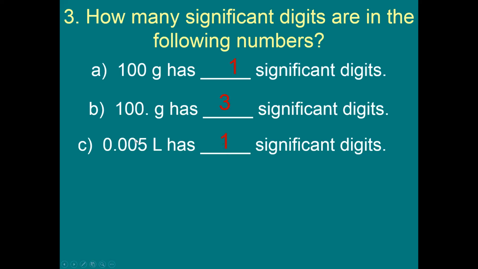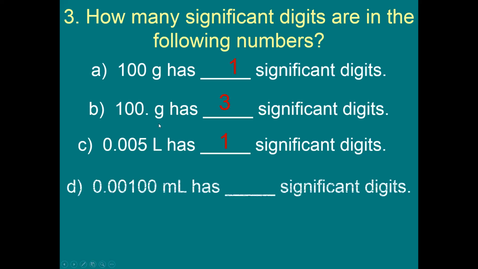0.005, one significant digit. Leading zeros will never, ever, ever matter. Okay? Leading zeros don't matter. Terminating zeros may matter. It depends on whether there's a decimal place or not. 0.00100. 0.00, these are leading zeros. I can ignore them. There's my decimal place. 100 are all going to be significant.